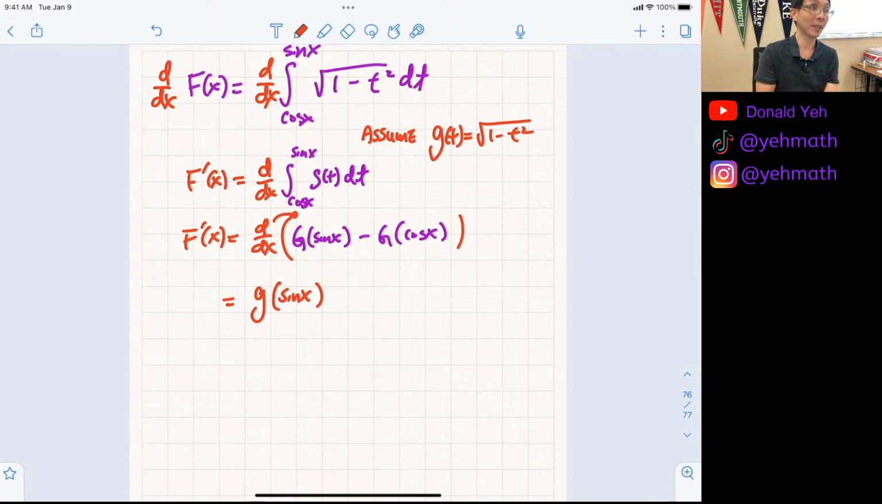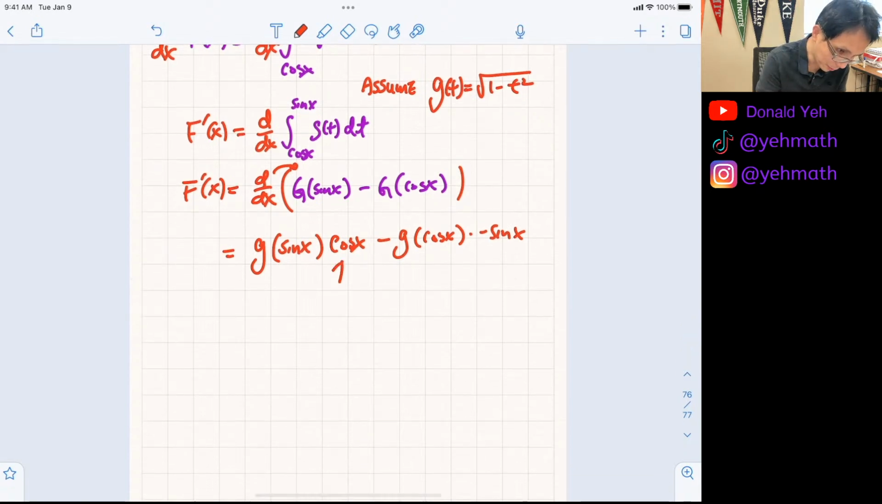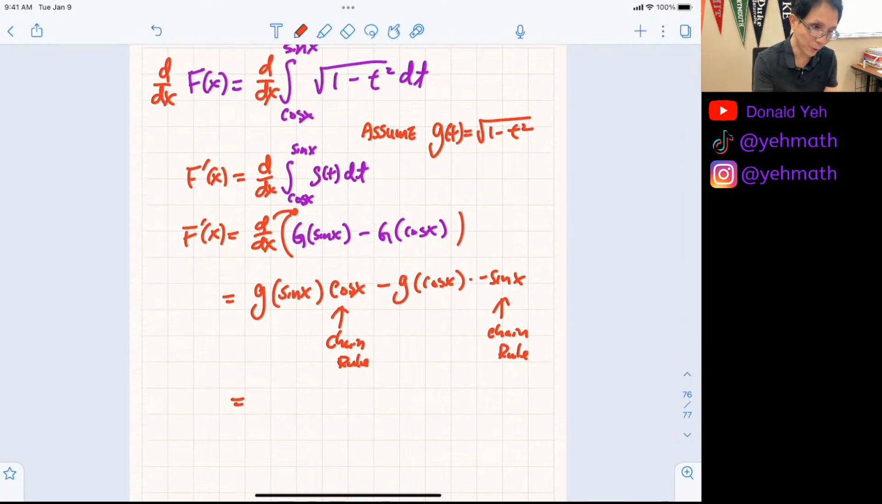What's the derivative of the sine of x? Cosine of x. Am I going too fast? Minus g of cosine of x times what? Negative sin x. It's chain rule, right? Again, this chain rule is so important. That's what makes the fundamental theorem. It will alter because of the chain rule. And so I know g of sine of x because we assume this.